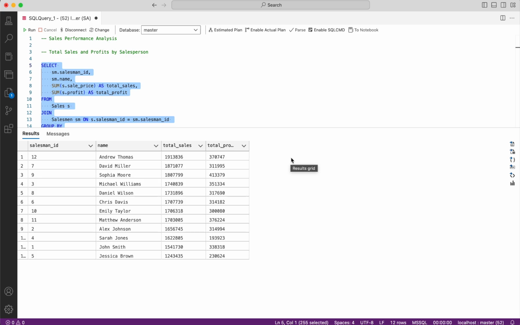And also we can see that the spread of sales and profits shows consistent performance among the top salespeople, with total sales ranging from 1.2 to about 1.9 million.